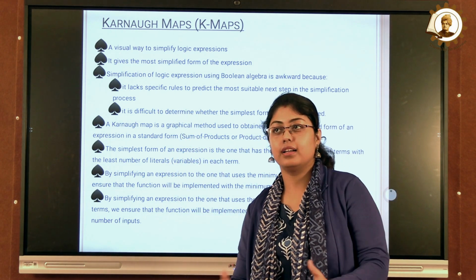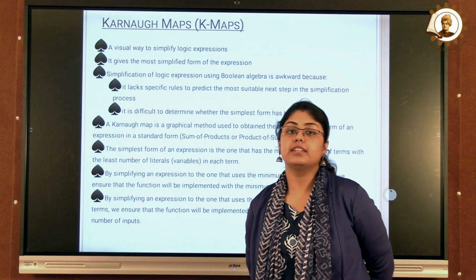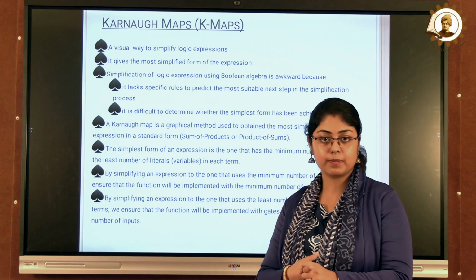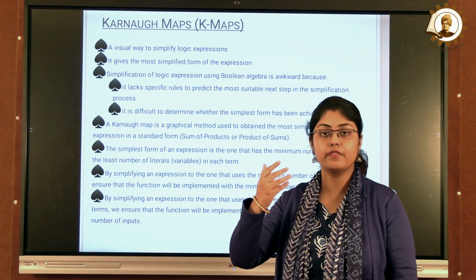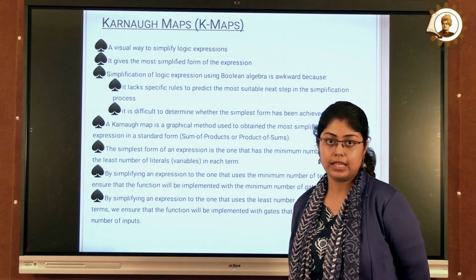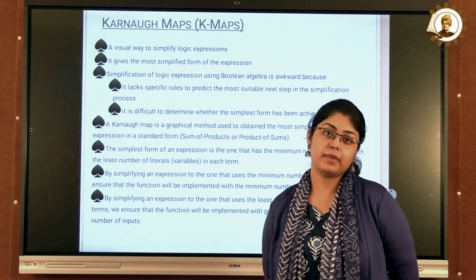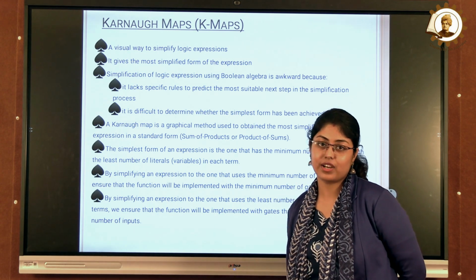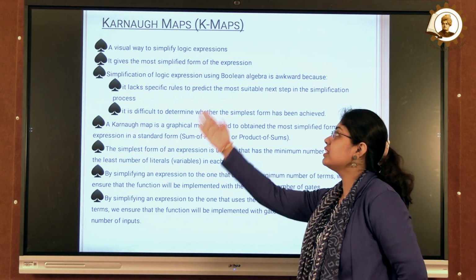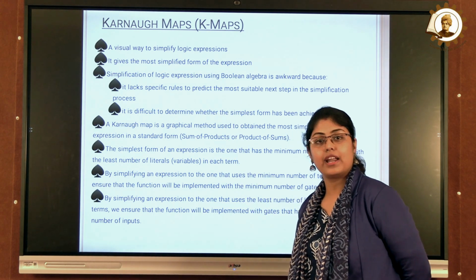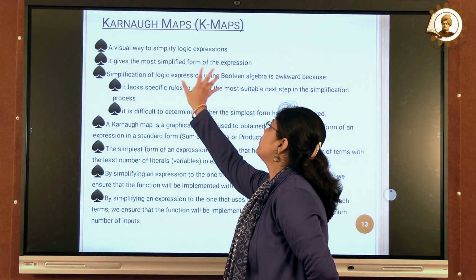So far I have discussed Boolean algebra, the method of simplifying Boolean expressions. Now, if the number of variables is more than 2 or more than 3, it will be quite awkward and time consuming to solve and simplify them. Then we need a technique known as the map method. One very fine map method is the K map, which we have in our syllabus. It gives the most simplified form of the expression.